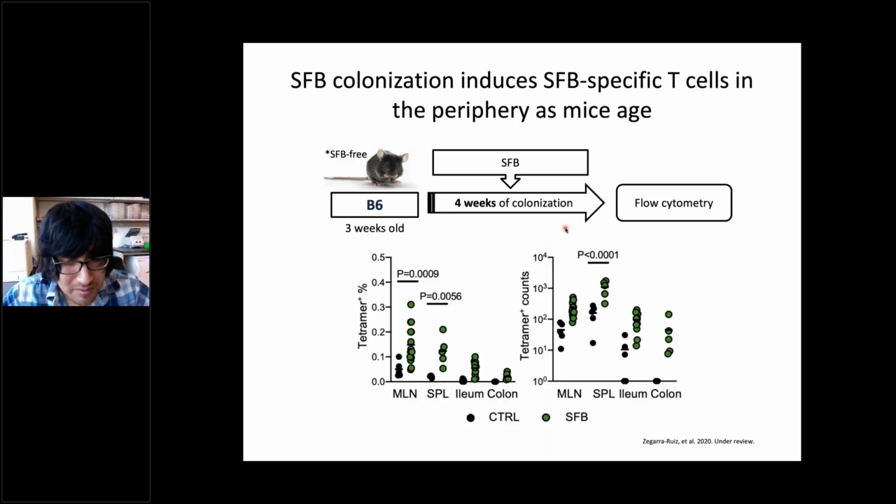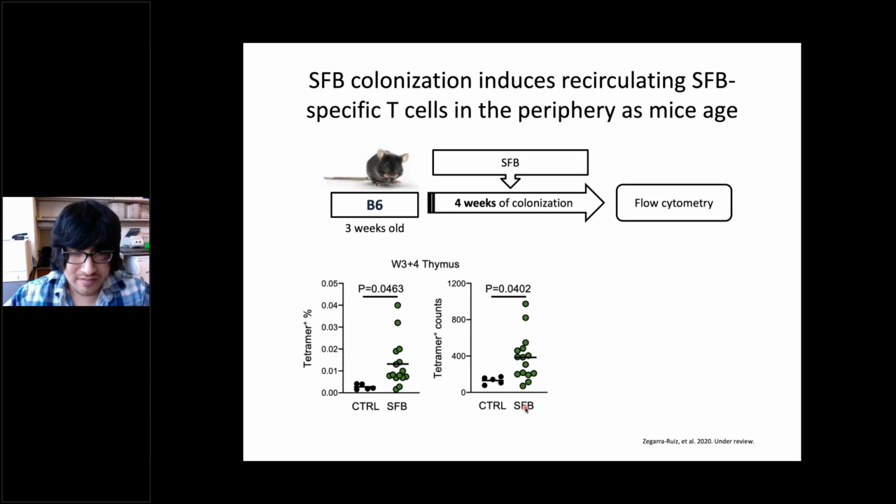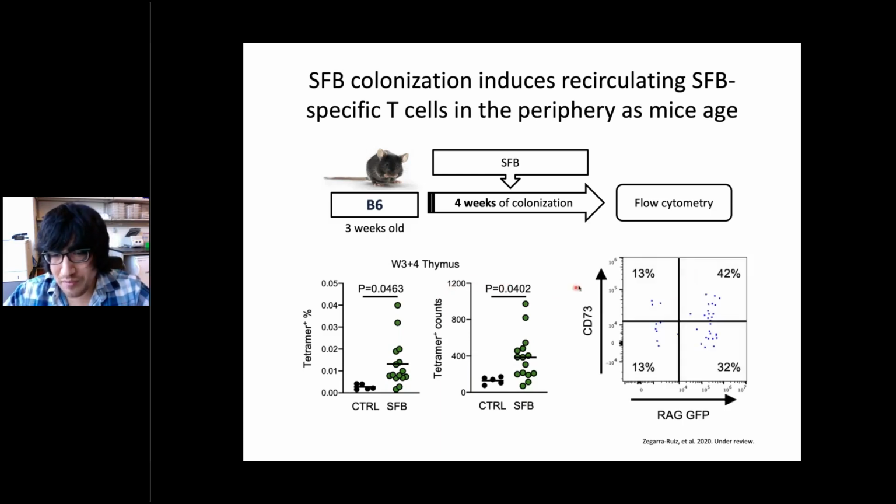Interestingly, we see that compared to mice colonized for 2 weeks, mice colonized for 4 weeks exhibited an enrichment of these SFB-specific T cells in MLN, in the spleen, ileum, and colon. So basically all around the periphery. We also find these SFB-specific T cells in the thymus, just as in mice colonized for 2 weeks. However, when we do this assay in RAG-GFP mice to know if these are still being produced in the thymus or if they are recirculating mature T cells coming from the periphery, we find that unlike mice colonized for 2 weeks, mice colonized for 4 weeks were mostly RAG negative or CD73 positive, suggesting that these cells were recirculating and not being constantly generated at 4 weeks post-colonization.